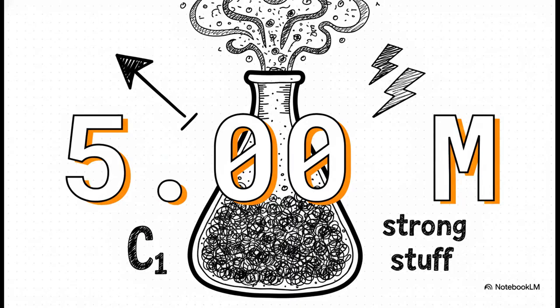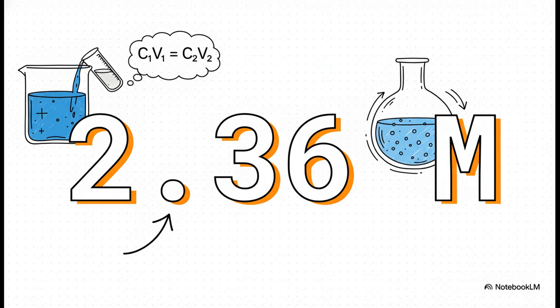So this is where we start. A solution with a concentration of 5 molar. That's our C1. That is some pretty concentrated stuff, the kind you wouldn't use directly, but would dilute down for your experiments. We plug all our numbers into the dilution equation, solve for C2, our new concentration, and we get our answer, 2.36 molar. And that makes total sense, right? We added a bunch of water, more than doubling the volume, so it follows that the concentration should be cut by more than half. The math confirms what our intuition tells us.